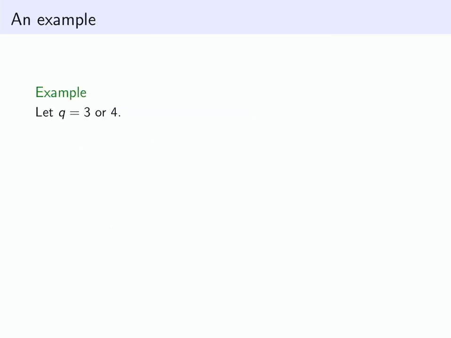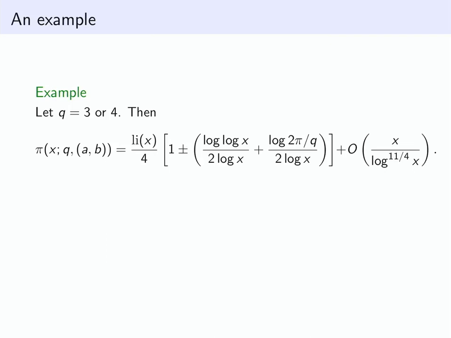So let's look at a simple case, q being 3 or 4. In this case, our conjecture takes the following shape. We think that pi(x; q, a, b) is going to be li(x) over 4, and then you're going to be penalized if you're asking for a repeat, or correspondingly boosted if you're not asking for a repeat. And this is what our conjecture looks like. One nice thing to observe here is that both of these terms point in the same direction. Both of those terms are positive.